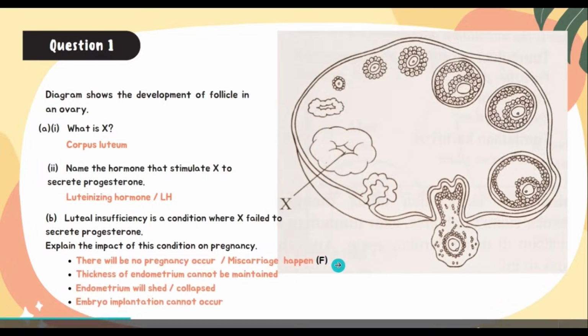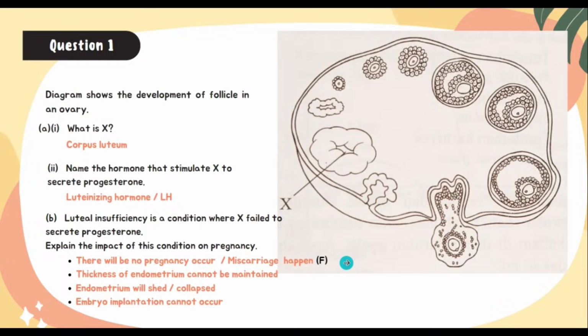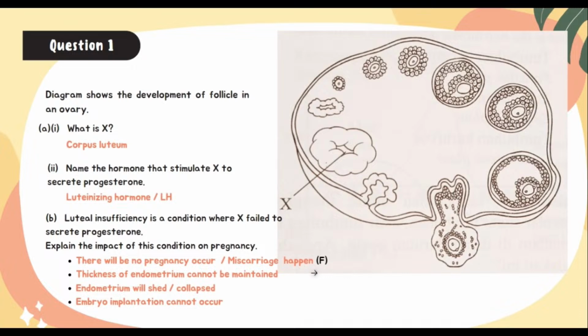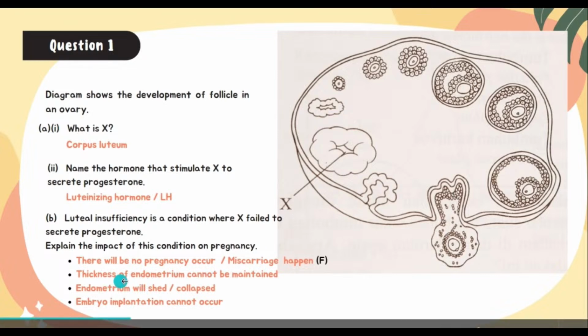Alright, our first answer, like I said earlier, is to state what happened to the pregnancy. There will be no pregnancy, or there will be a miscarriage if there is a pregnancy. Why is it so? Let us rewind back to the function of progesterone, which is to maintain the thickness of the endometrium. But in this case, eggs fail to secrete progesterone, so the level of progesterone drops. Thus, the thickness of the endometrium cannot be maintained. That will be our second point of explanation.